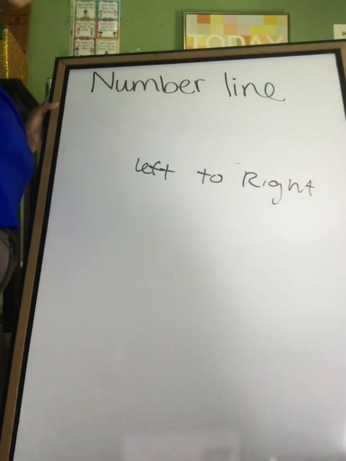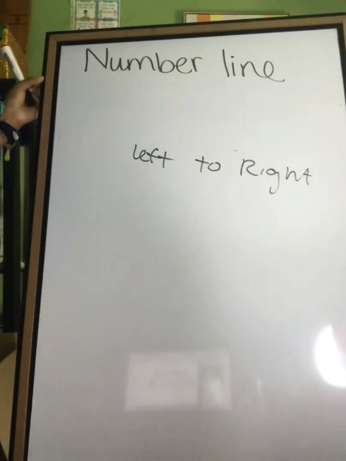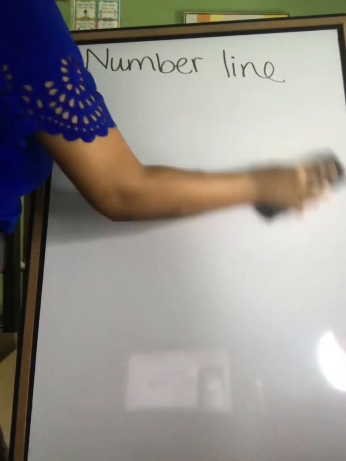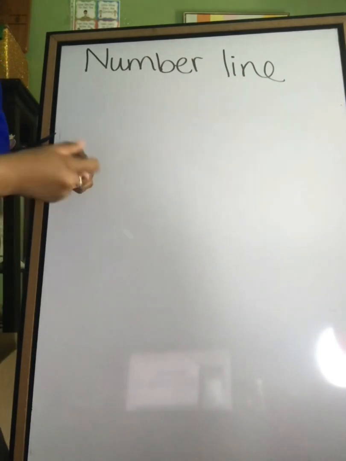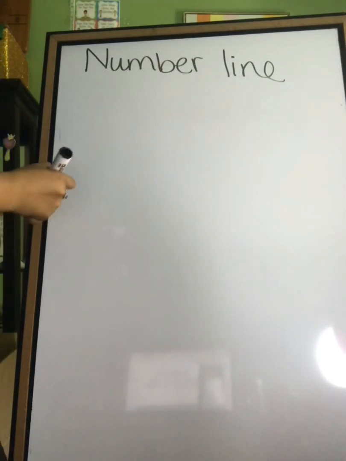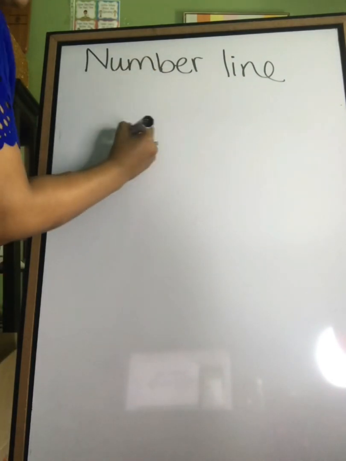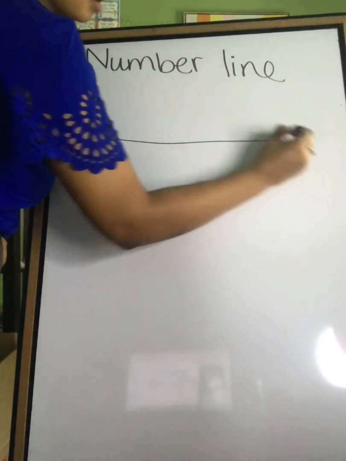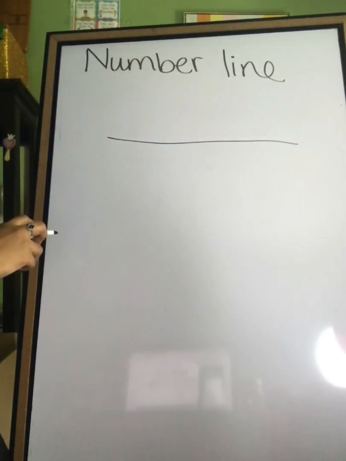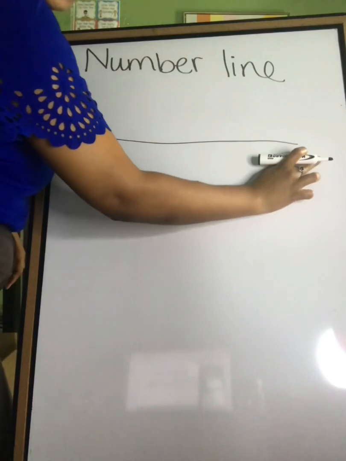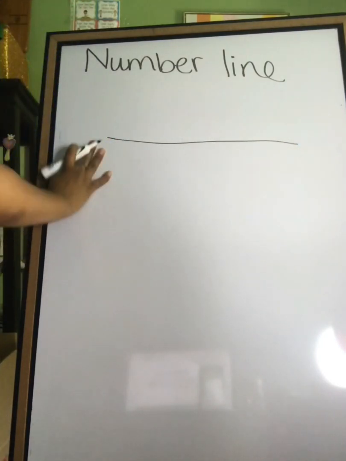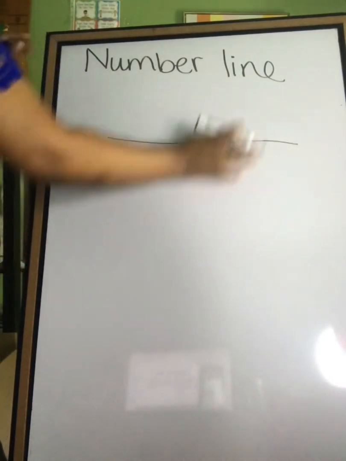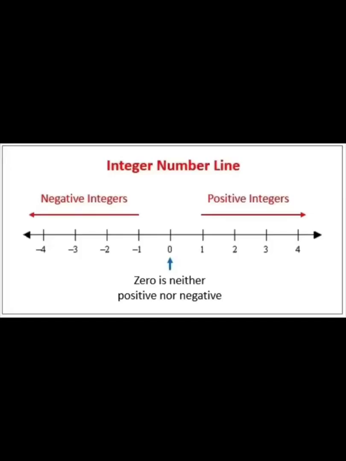So we're going to pretend that I am drawing a straight line. With your rulers, you guys can draw a straight line across horizontally. Take a second to look at the number line. Right, so that's a number line.